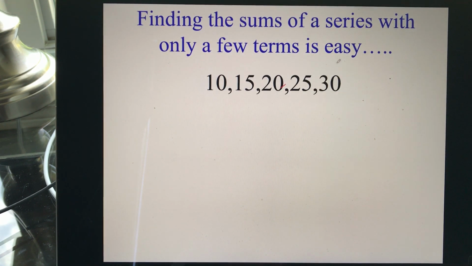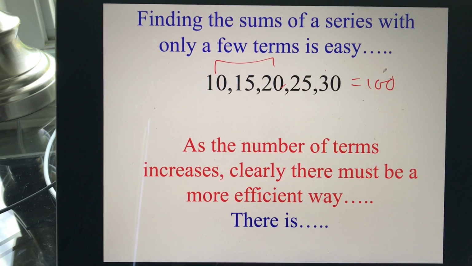So finding the sums of a series with only a few terms is easy. So imagine these terms here, 10 plus 20 is 30. 30 plus 30 is 60, 75, 100. Yeah, it hits 100. Sorry. So the actual sum is 100.